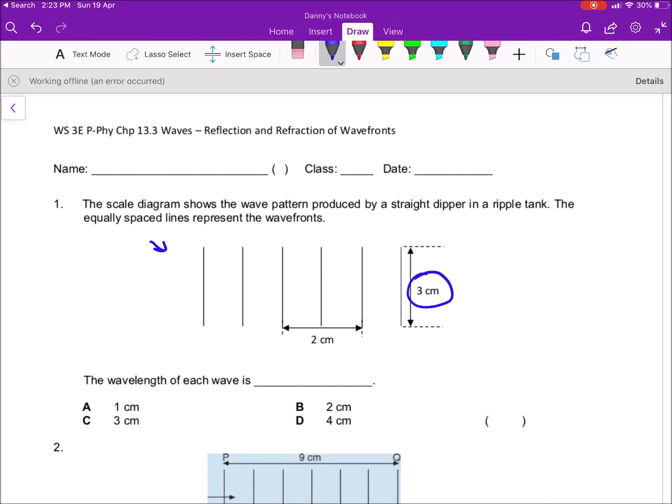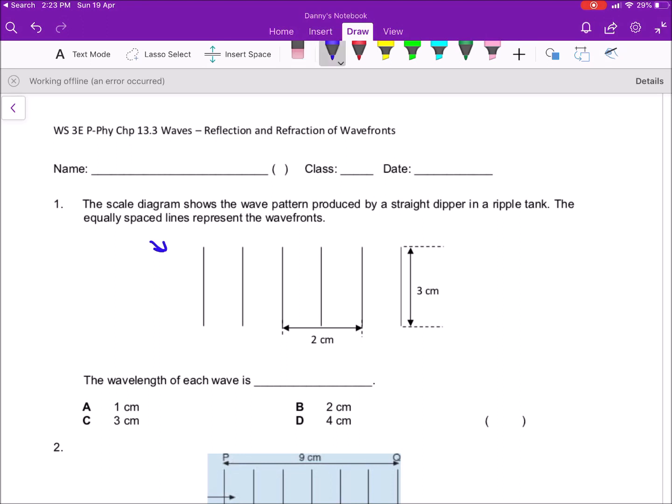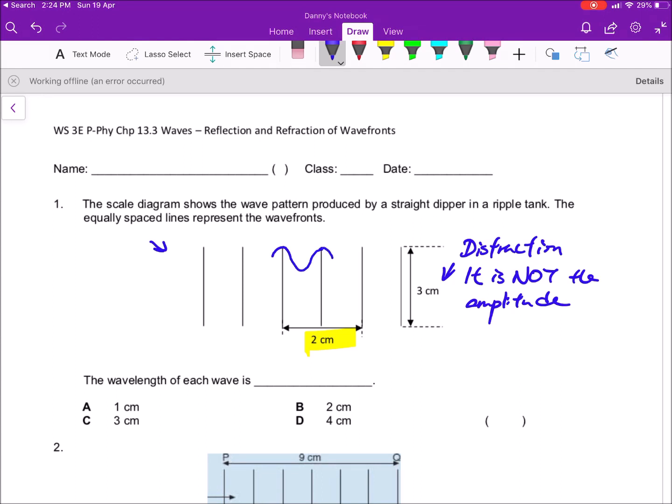Be careful, this 3 is just the width of the wave. For example, it will be like this. This 3 represents the width, but the width of the wave is actually irrelevant to most of our questions. So basically this 3 is just a distraction. It is not the amplitude or anything. It doesn't tell us any usable information, but this 2 cm here is quite useful because it tells you the distance between peaks and peaks.